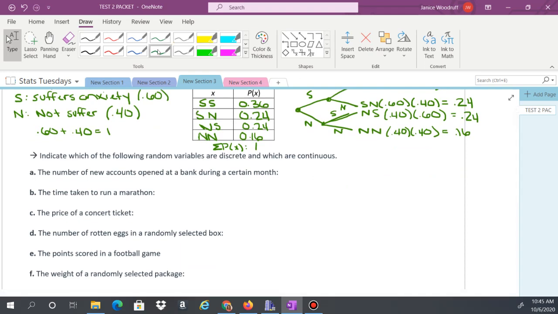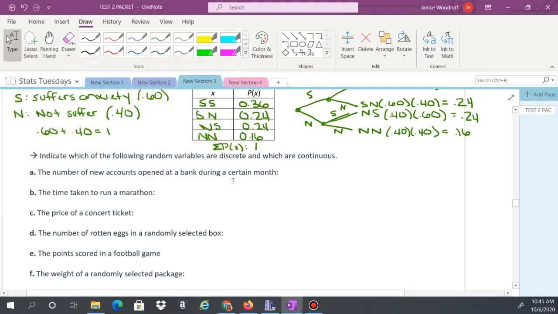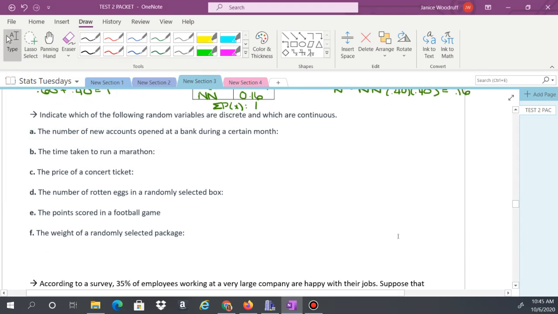Okay, the next example, we're just determining whether something is discrete or continuous. So let's take a look here. Discrete says number of, continuous is measurable. So the number of new accounts opened at a bank during a certain month is going to be discrete. Okay, number of.